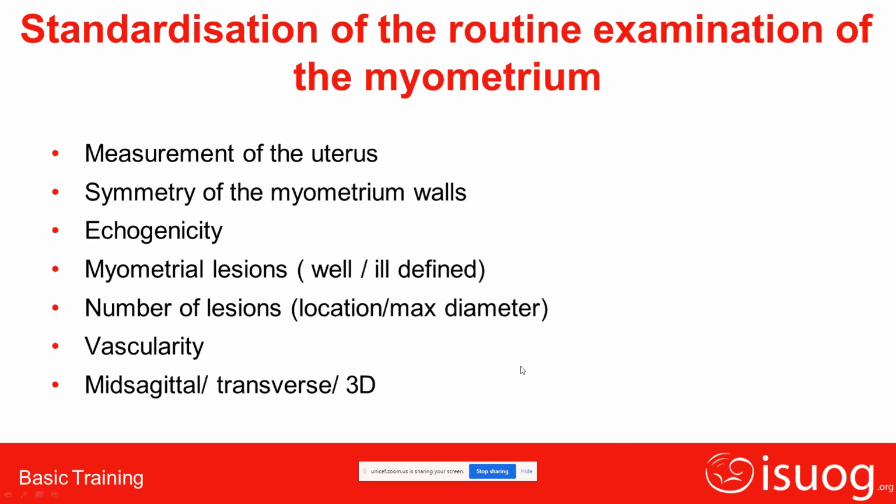It is written that the distance between the 2 cornua has to be lesser than 2 centimeter, and the distance from internal os to fundus should be 3 to 5 centimeter. So at the end, we see the mid-sagittal and the transverse view. But to confirm the pathology, if it is a congenital anomaly, we have to do 3D.